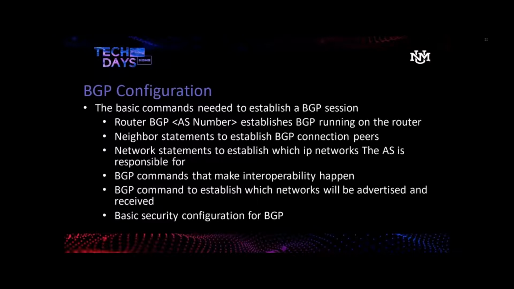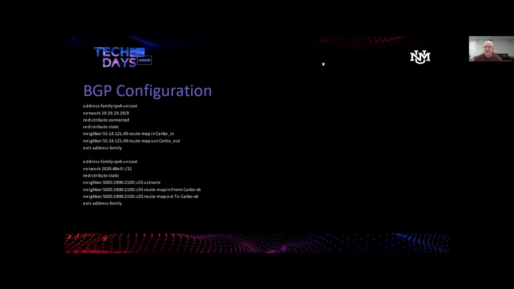You need BGP commands that make interoperability happen. Due to the large number of autonomous system numbers, they're starting to hand out longer AS numbers. And there are some configurations that you need to adjust to listen for those, because typically your basic BGP configuration would not listen for those. And then there's some basic security configuration for BGP. You don't want people trying to spoof into your BGP configurations and change the way your routing happens. BGP configuration continues with address family for both IPv4 and IPv6.